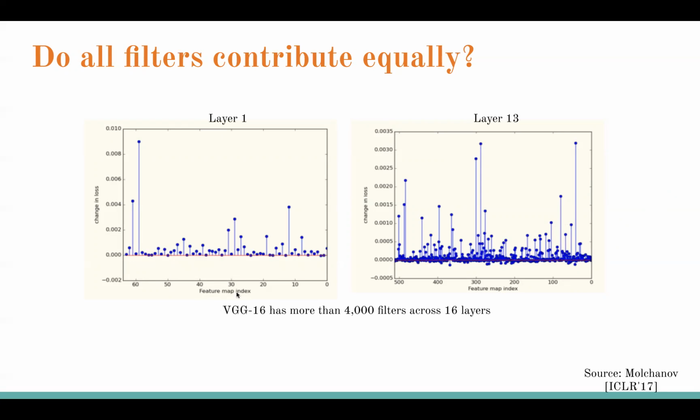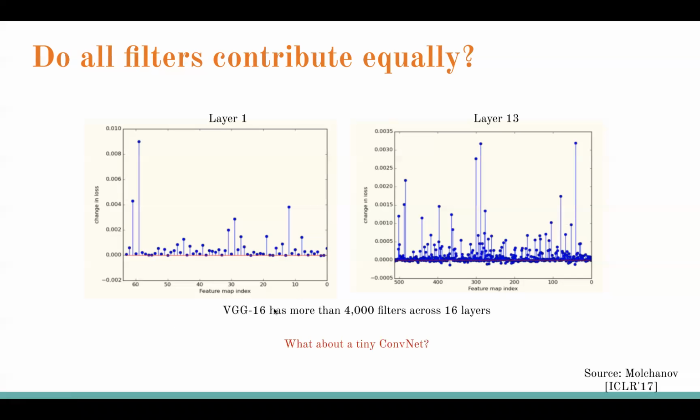On a VGG16, the kind of network which we saw, in layer 1 this is what happens, and in layer 13 this is what happens. By the way, you should note that the y-axis scale is different between here and here. Here it is much smaller, in layer 13 versus layer 1. In layer 1, if you drop some of the parameters, the change in loss is very big compared to layer 13. And of course, it tells you that initial layers are more sensitive.